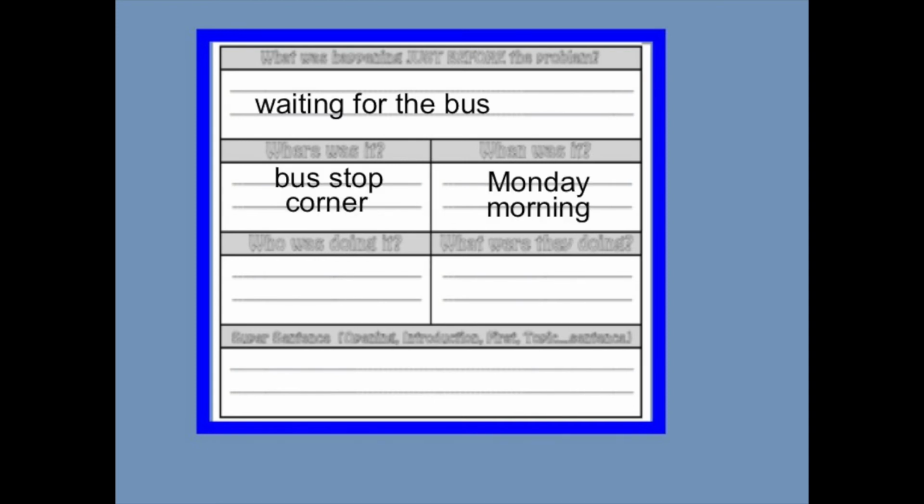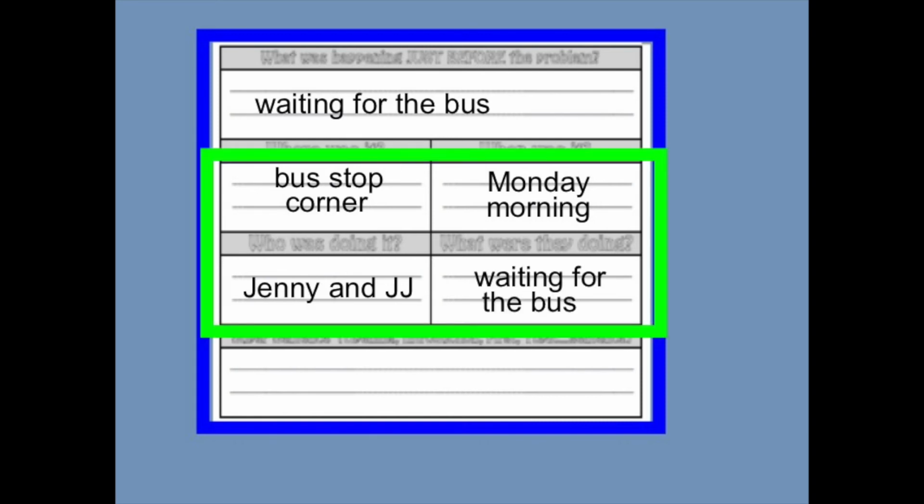So this down here is for a whole different video. So I'll just make it disappear, so I can make it bigger. What's happening just before the problem is they're waiting for the bus. Where is it? The bus stop. When is it? Monday morning. Who was doing it? Jenny and JJ. What were they doing? Waiting for the bus.